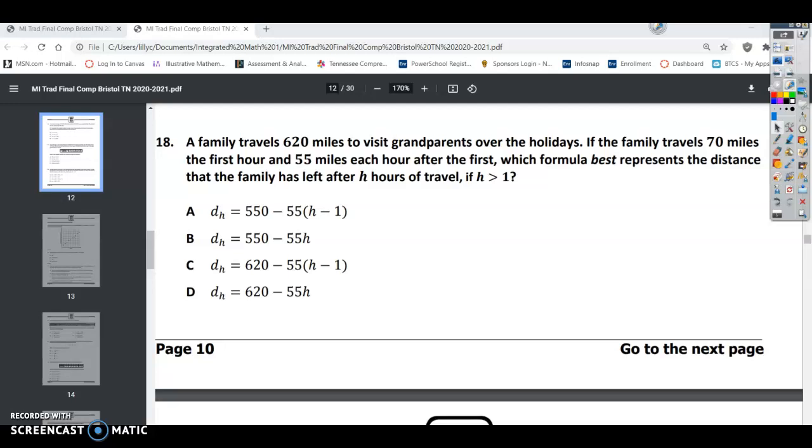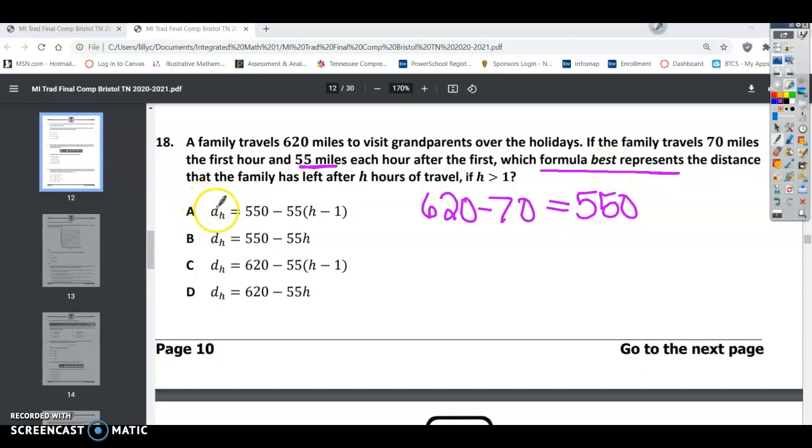greater than 1? All right, so the first hour we traveled 70 miles, and then it became a constant rate after that. So let's do 620 minus the 70, and that's going to give us 550 miles. And we know the 550 miles we're going to travel at an average rate of 55 miles per hour. All right, so let's see which formula best represents this.